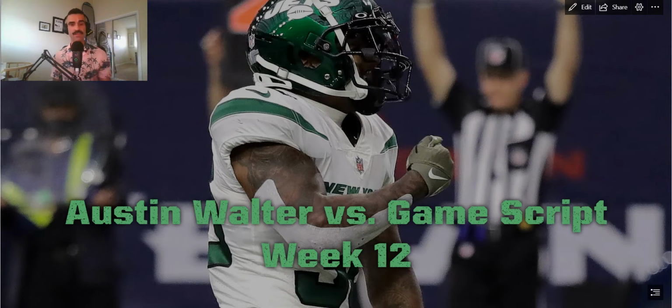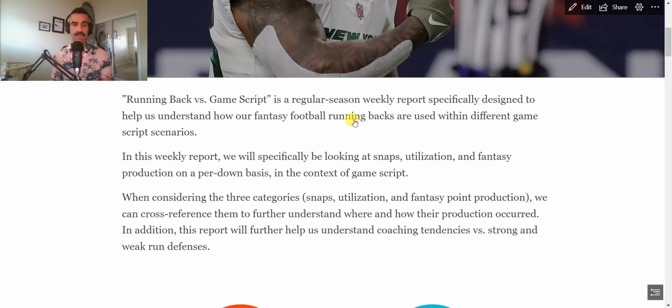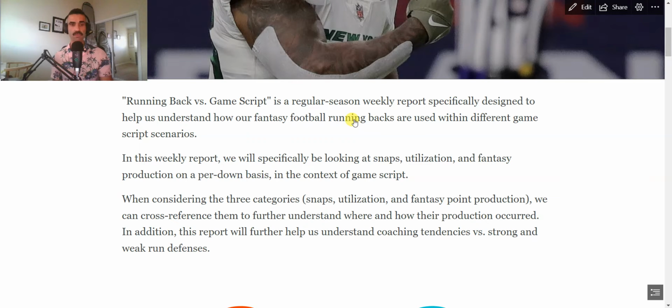So this is Austin Walter versus GameScript Week 12. Now, Austin Walter was brought up from the practice squad of the New York Jets in lieu of Michael Carter's ankle injury. I guess he's on IR for 3 weeks. And Austin Walter came up from the practice squad and showed out pretty well. We'll talk about what we found.